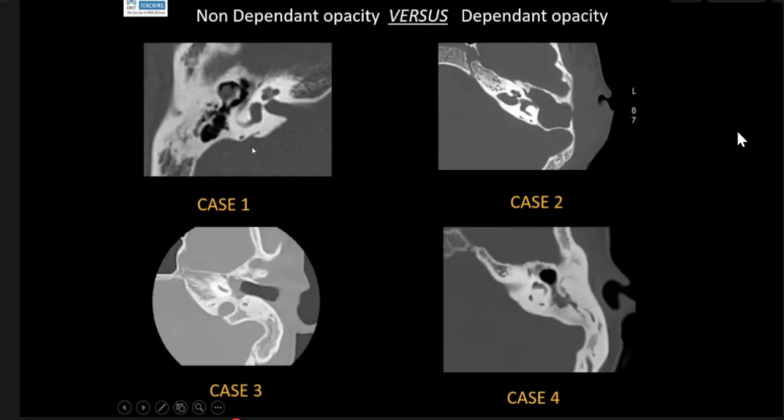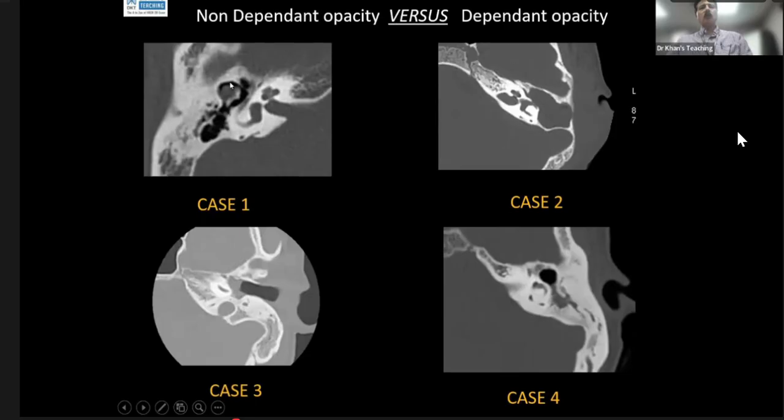There is a soft tissue attenuating lesion in the middle ear cavity abutting the malleus and incus. There is no erosion of the adjacent bone. This is in the dependent portion, and there's no erosion, so it's unlikely to be a cholesteatoma. If you see here, it's vice versa actually. The dependent portion is this one, right?